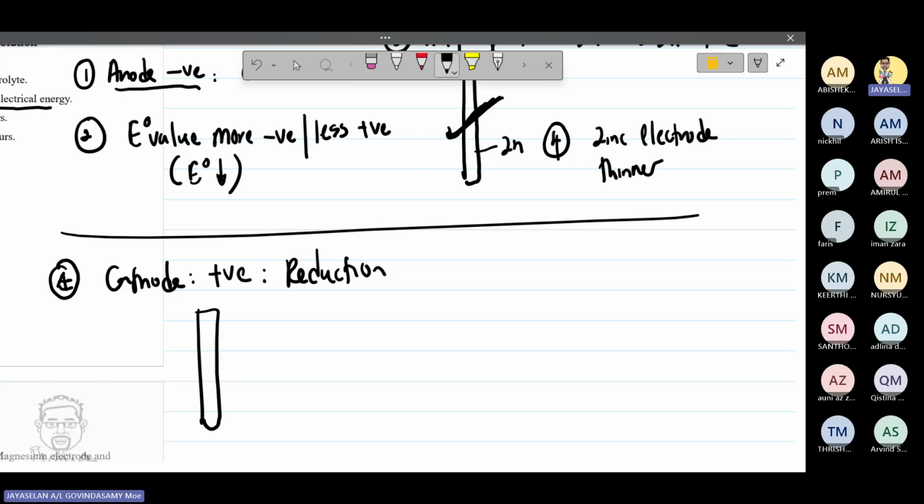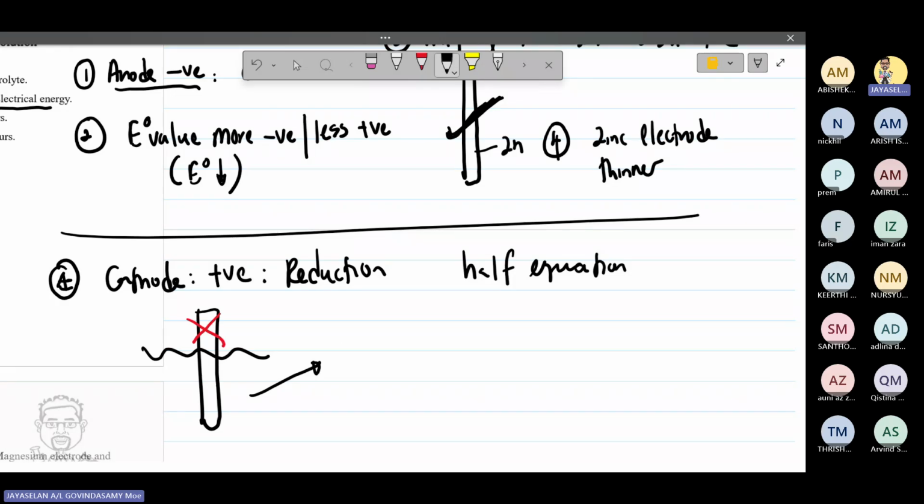When you want to do the half equation at cathode, anode you dah pilih rod kan? Cathode jangan pilih rod. Sekali saja boleh pilih. Anode you sudah pilih, cathode jangan pilih rod untuk half equation. Jangan pilih batang tu. Understand? So you have to pilih the solution.